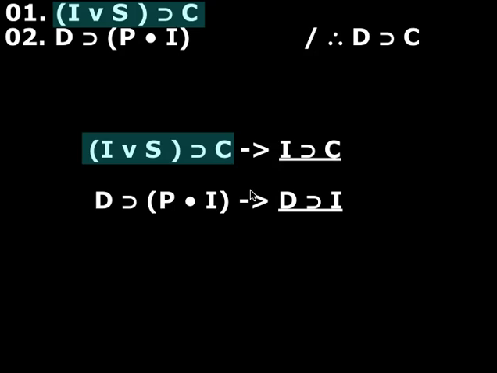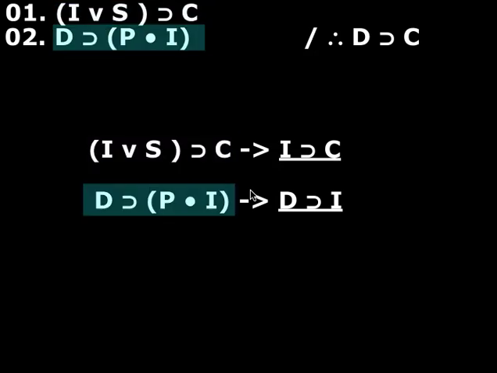Also, notice that the move from here to here is also truth preserving. Suppose this means, what could this mean? We'll say, if I get a dog, then there will be poop in the yard and I will be happy.